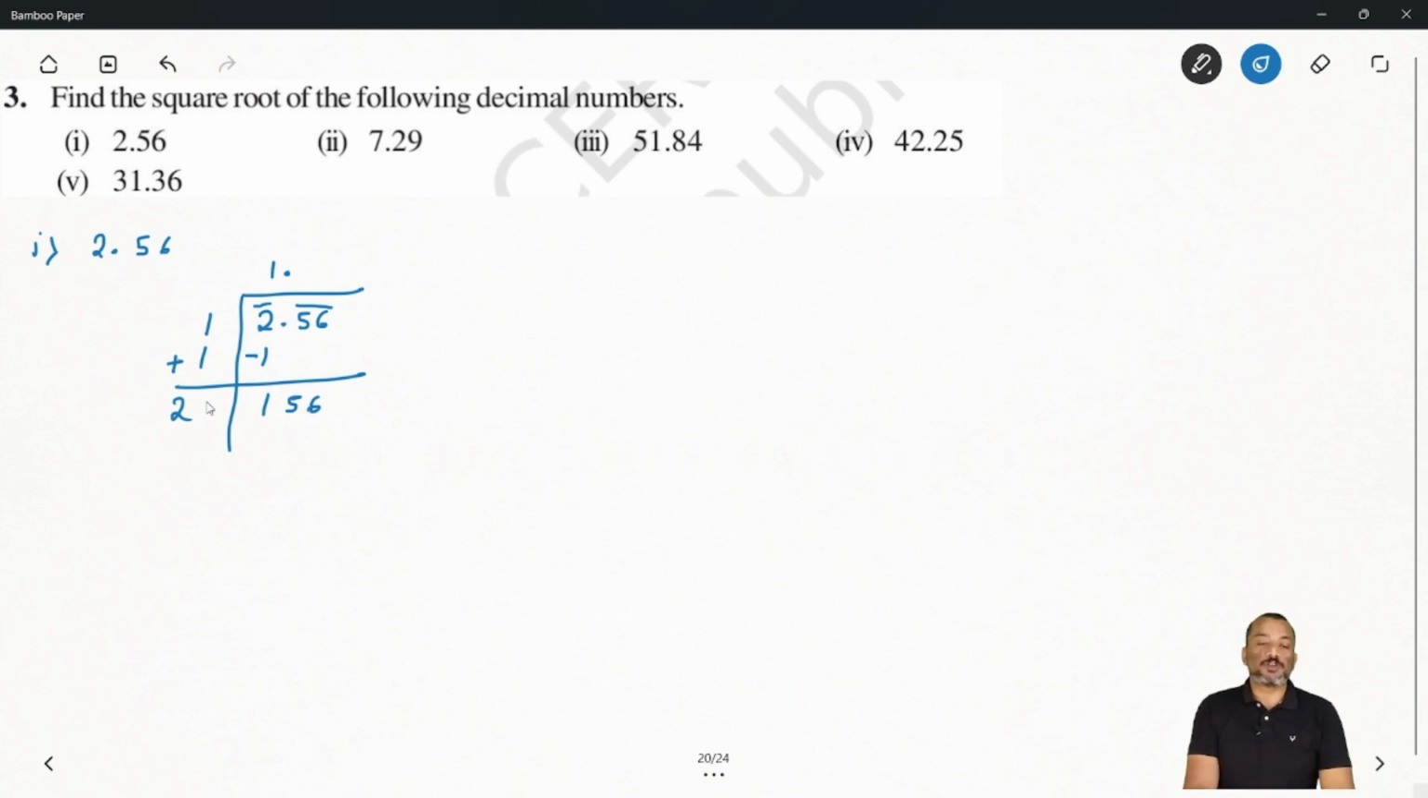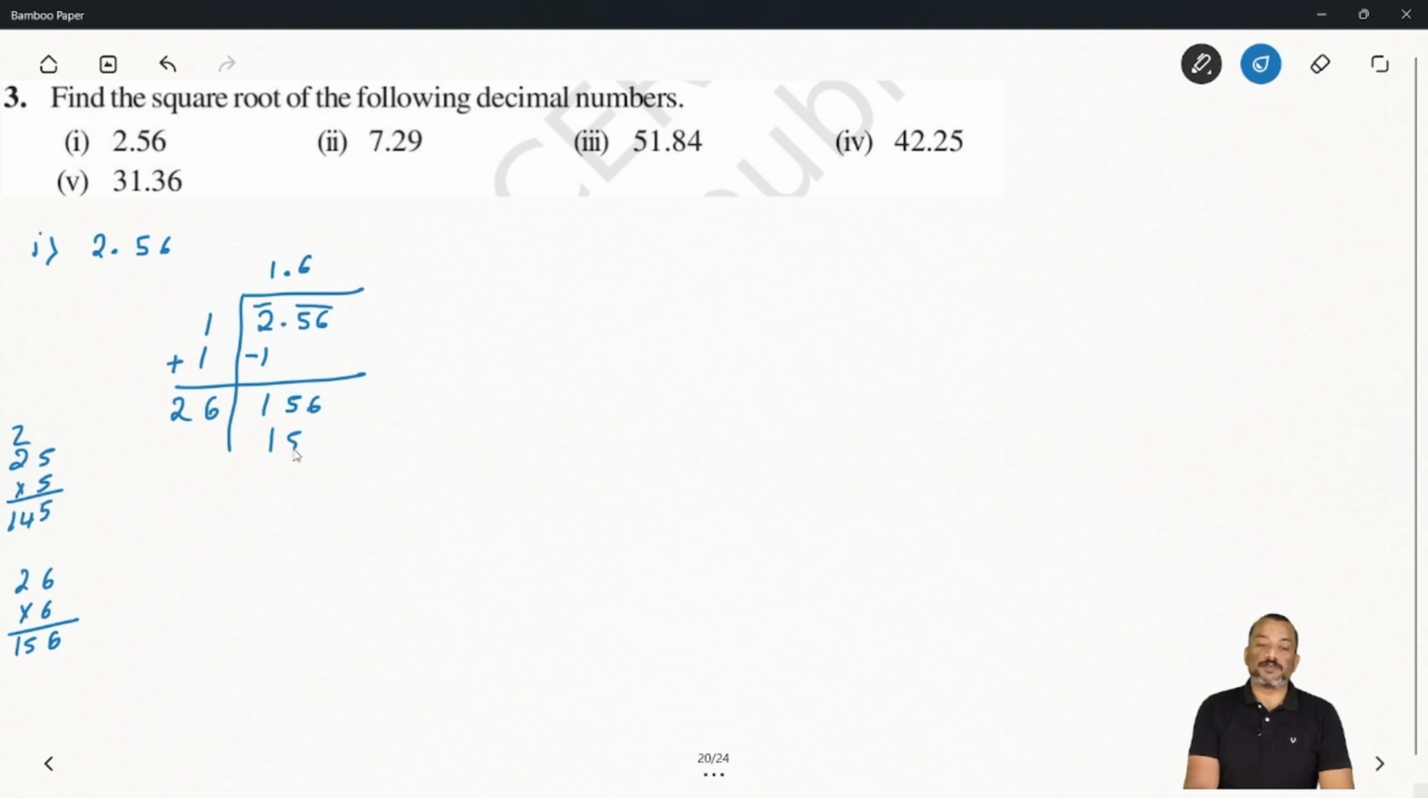Here you have to put such a digit that you will multiply by the same digit. If you put 5, 5 times 5 is 25, carry 2, and 5 times 2 is 10, plus 2 gives 14. So it is coming less. Go with 6. 6 times 6 is 36, and 6 times 2 is 12 plus 3 is 15. So you can go with 6.